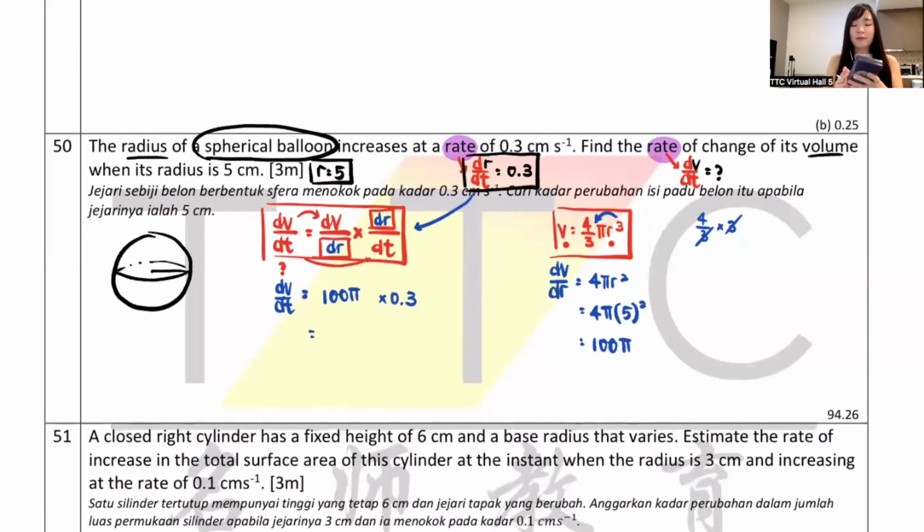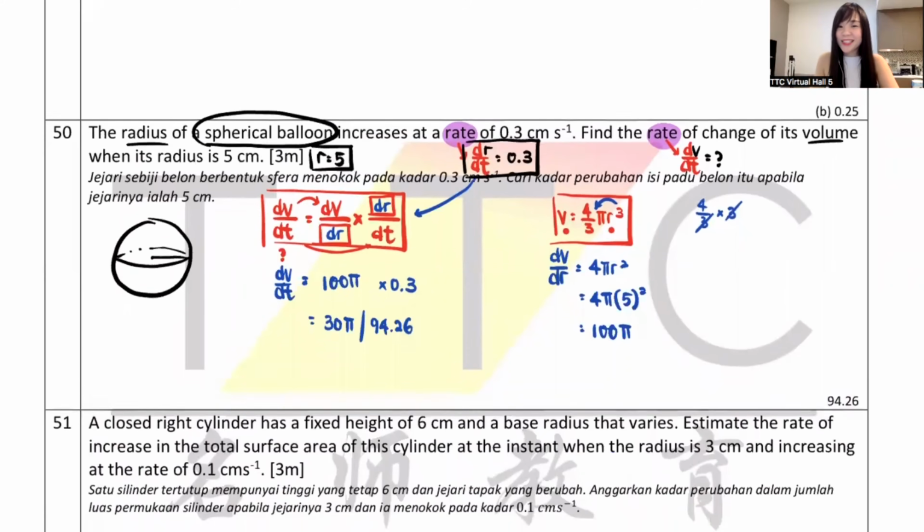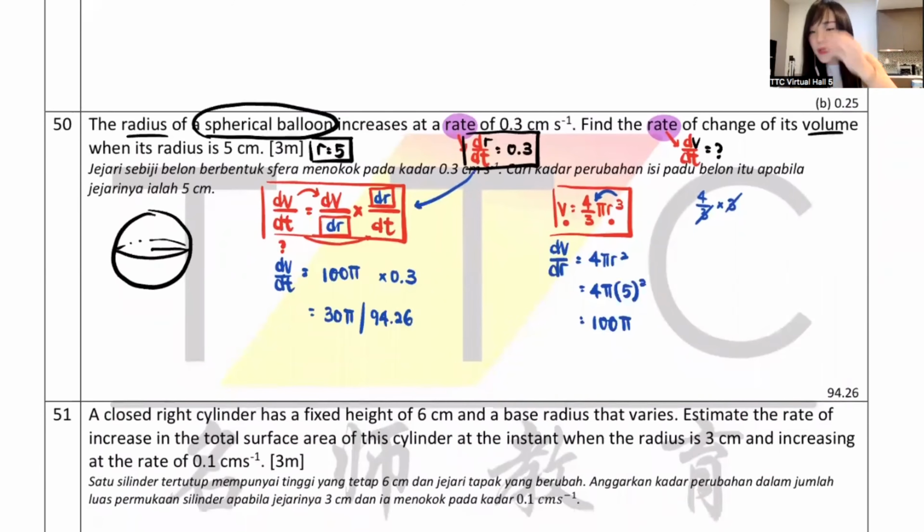So 100 times 0.3. You guys can write the answer, 30 pi. For those who want to press the pi as 3.142, you can also write 94.26. Both answers are acceptable. It just depends on what you write. But I will always write 30 pi, the nicer one.